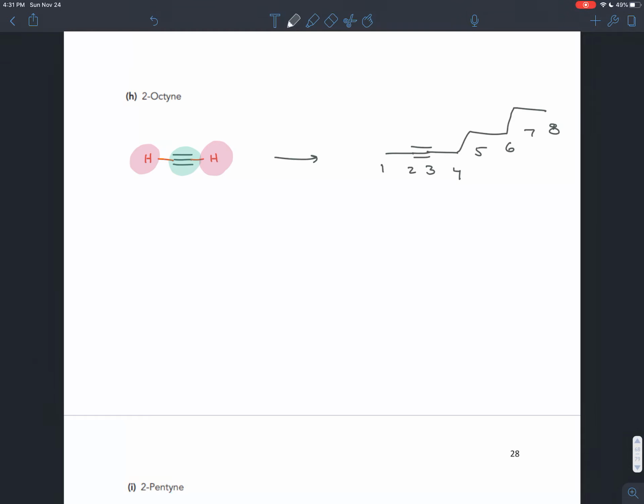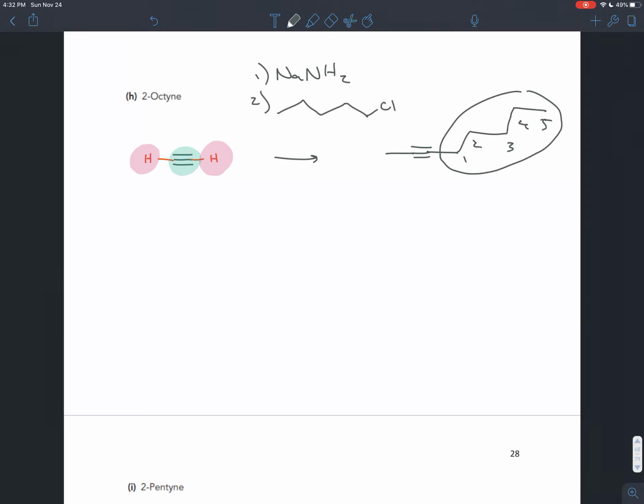So there is 2-octyne. Now, if you want to turn acetylene into 2-octyne, you just have to do 2 alkylations. First, rip 1 hydrogen off with sodium amide. Then, look at how many carbons you want to add: 1, 2, 3, 4, 5. And then put a leaving group on it. And so that allows us to create the right side of this molecule.